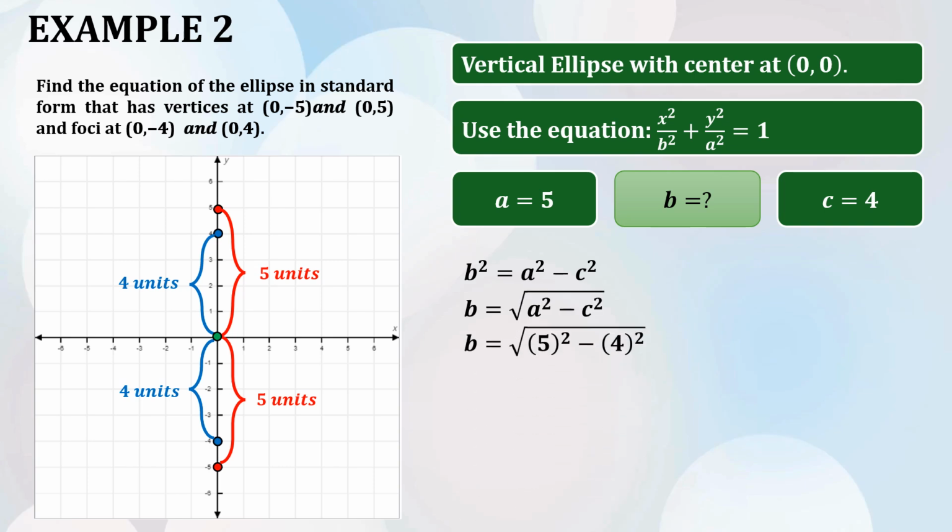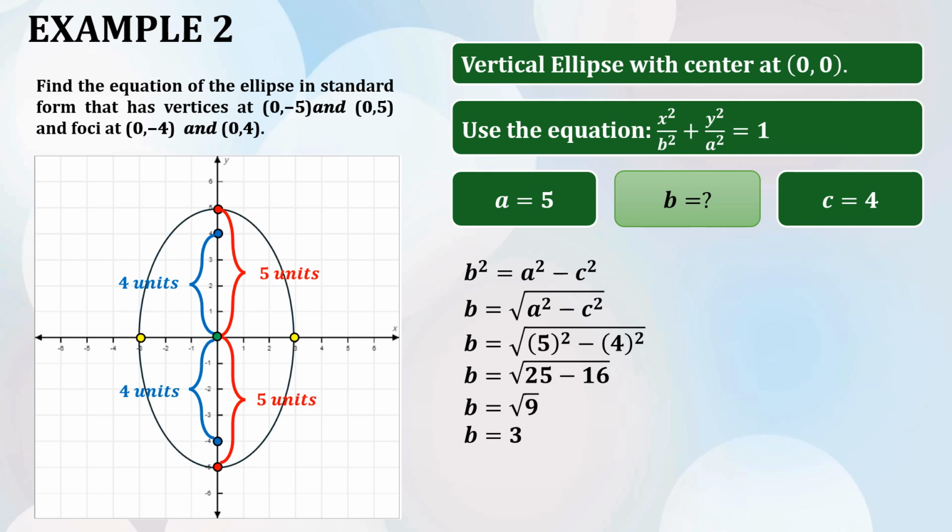By substituting the values of a and c, we will have b is equal to the square root of 5 squared minus 4 squared, which will give us the square root of 25 minus 16, which is equal to the square root of 9, and therefore the value of b is equal to 3. Plotting then our co-vertices, we will obtain this graph.